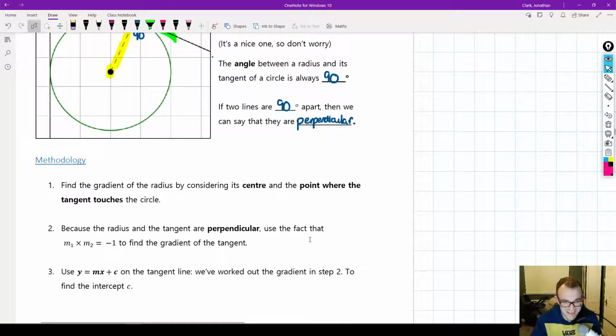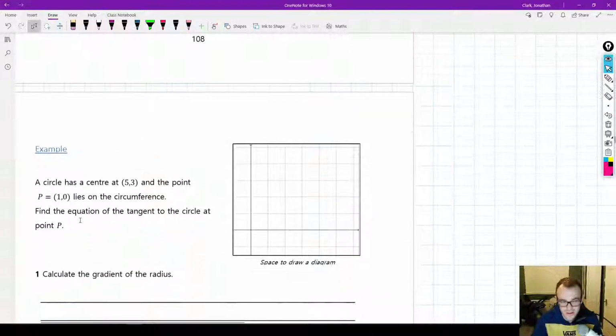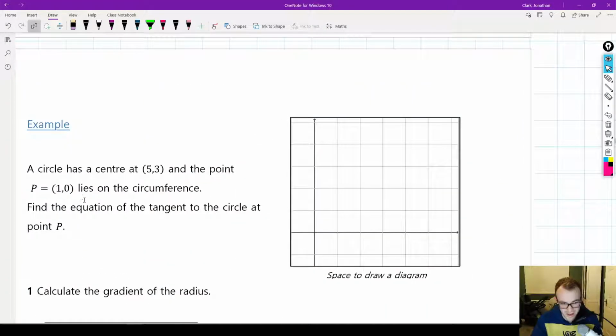All right, let's give it a try. Have a look at an example. Let's see what we got. Okay, a circle has center (5, 3), and the point (1, 0) is on the circumference. Find the equation of the tangent.